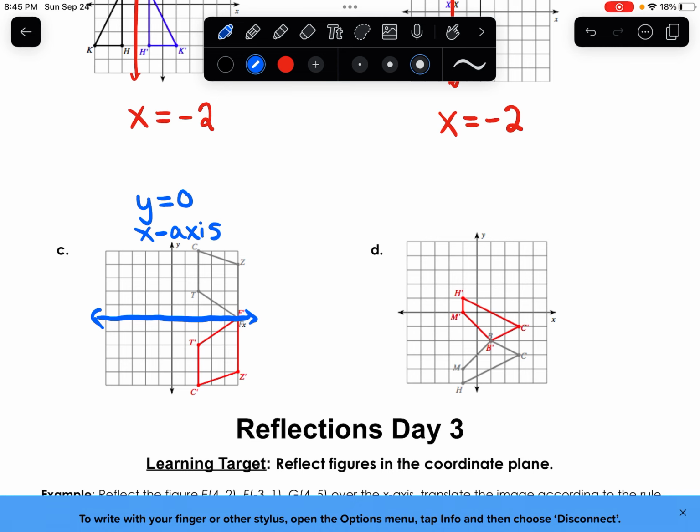And then for D, that would also be a horizontal line, right? That's going to go directly through B and B prime. Since it's horizontal, it's going to be y equals. And this one, I was 2 below the x-axis, so this would be at y equals -2.